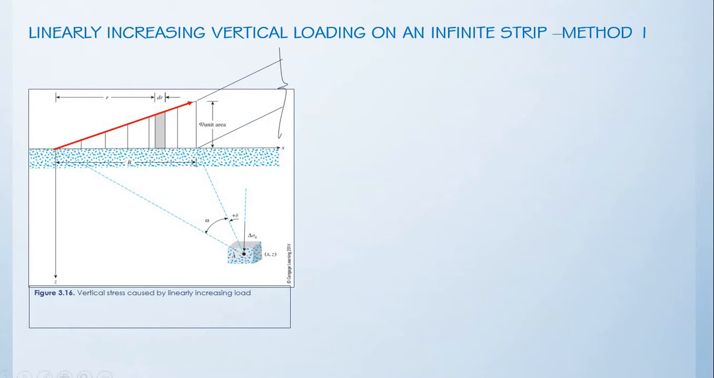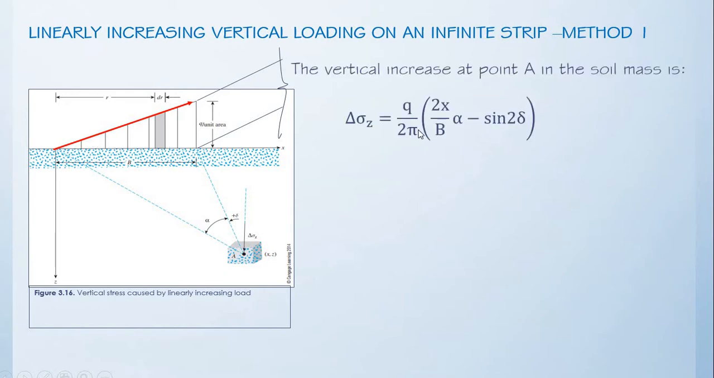So we see here point A, and we want to know the vertical stress increase as an effect of this certain load. So the load is a linearly increasing vertical loading. To know the vertical stress at this point as an effect of this type of loading, that is Q divided by 2 pi multiplied by the quantity 2x divided by b multiplied by alpha minus sine of 2 delta. So let us define the parameters.